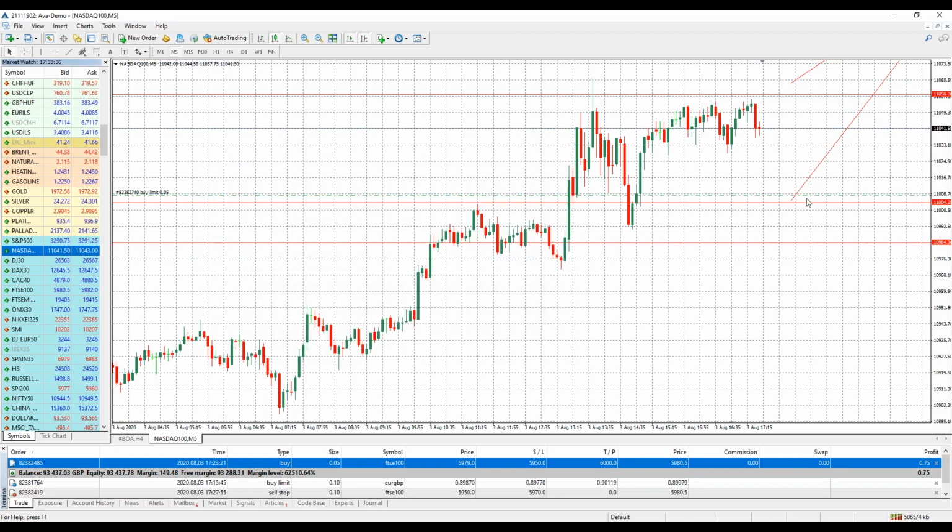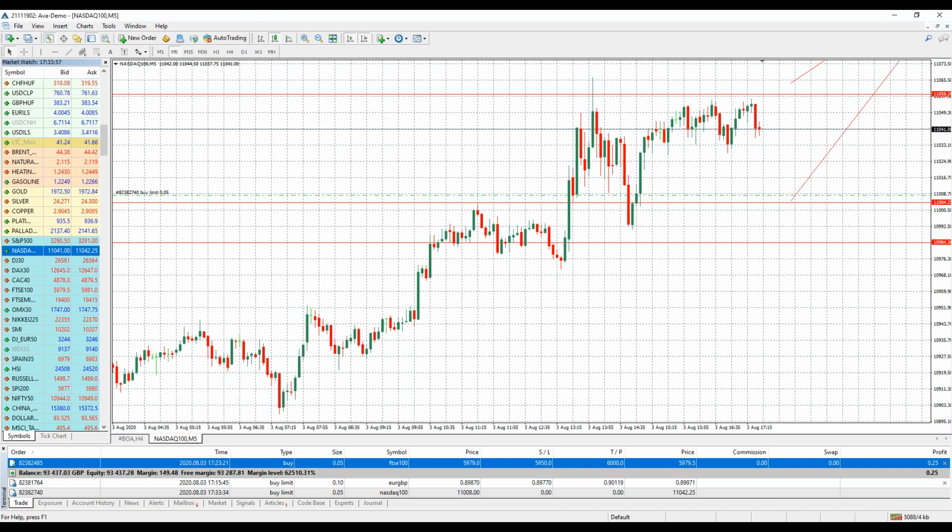Okay, there's the green dotted line. That's my entry point. If it gets to that point, I'm in. My stop loss, I could program somewhere down here. I didn't enter it in yet, but it might make sense to do that, to have a stop loss someplace down there. Okay, just an example of something you could set up.